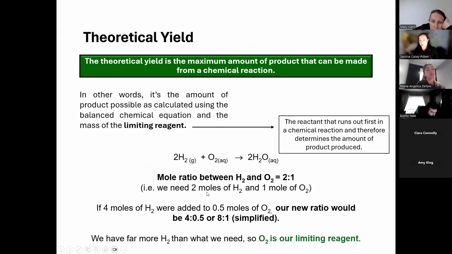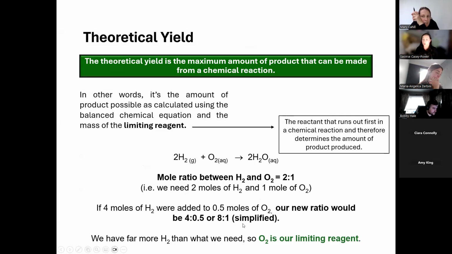If I did this experiment and I used 4 moles of hydrogen and 0.5 moles of oxygen, I now have oxygen in as a limiting reagent. Okay, so I only need 2 is to 1. I've added hydrogen in much more excess than what I need. It will only ever form this way. So oxygen will determine how much water I will form rather than hydrogen. Okay, so we have far more hydrogen than what we need in that reaction. Okay, so that's where we get that from.